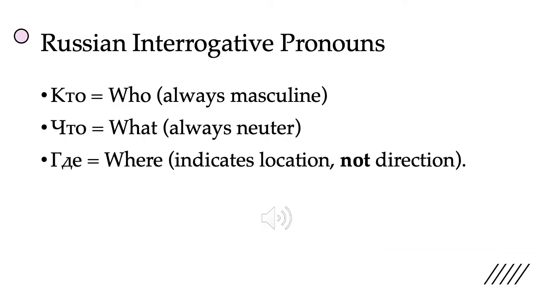There are also interrogative pronouns, and those are question words, like кто, who, which is always masculine, что, what, which is always neuter, and then где, where, which indicates location, not direction. And we'll get into more about location and direction in Russian later, but remember that где means where, location, not where, direction.